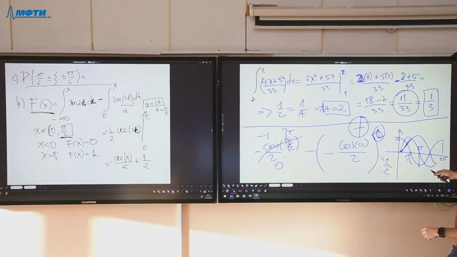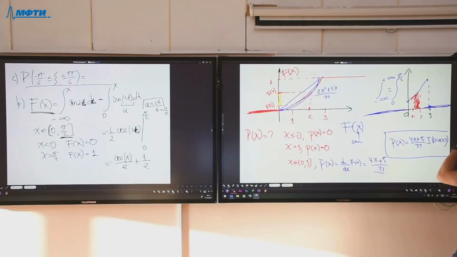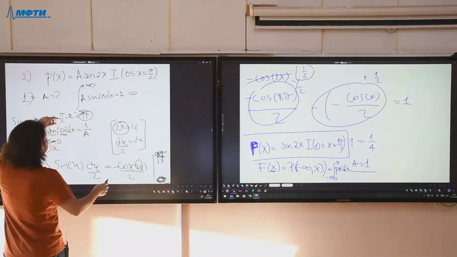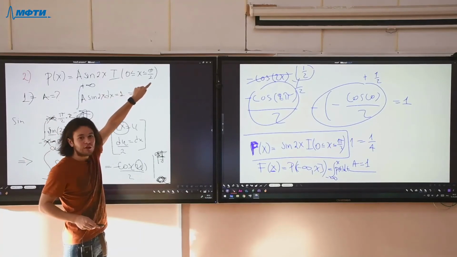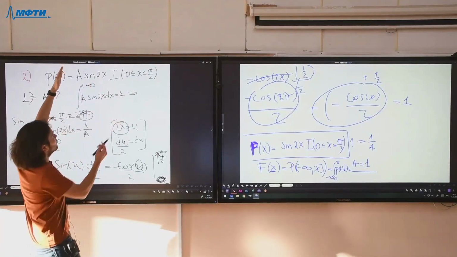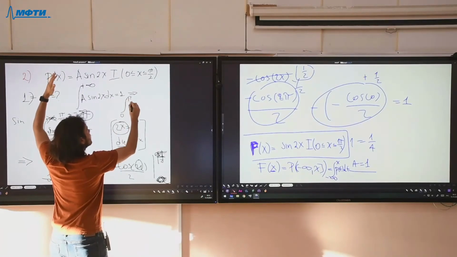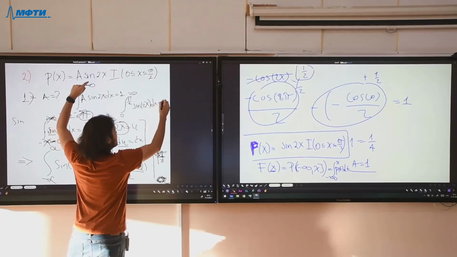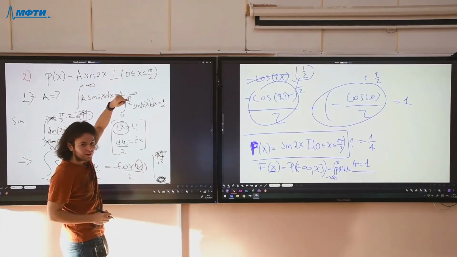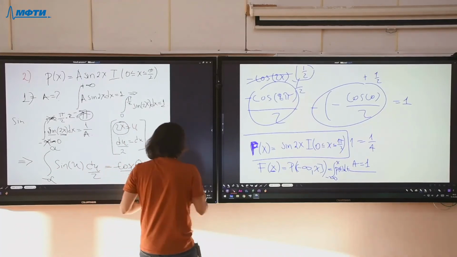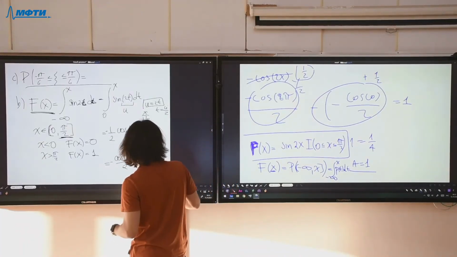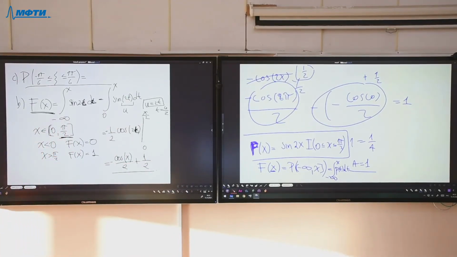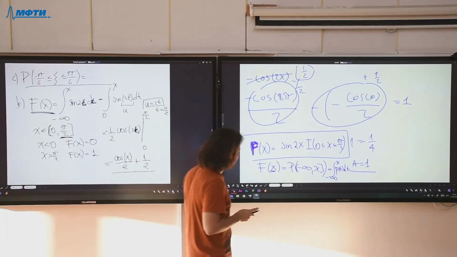Over here it is defined. Since this is defined from 0 to pi over 2, the integral from 0 to pi over 2 of this has to be 1. Yes? Okay. Good. So we get this, and this is the CDF. That's it. Now we need to find this probability.